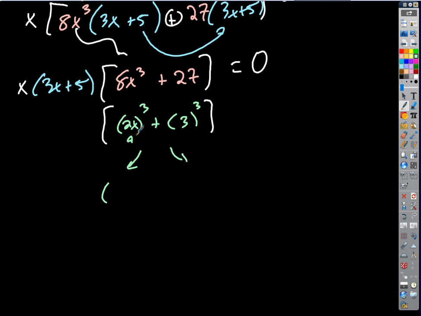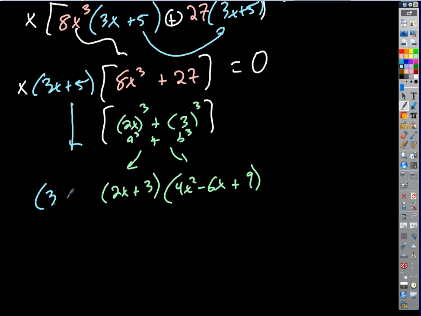That's my A cubed plus B cubed. Good, 2x plus 3, there's A plus B, times 4x squared, very good, minus 6x, AB, plus 9. Good, okay? And then out here, we can't forget these guys, we've got our 3x plus 5 and our x, right? And that's all equal to 0.